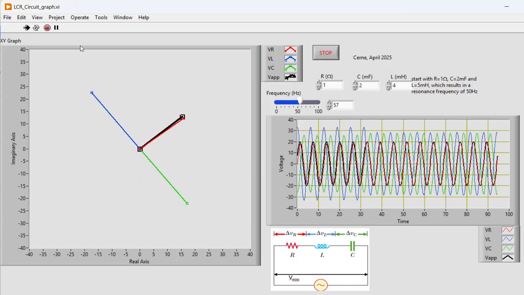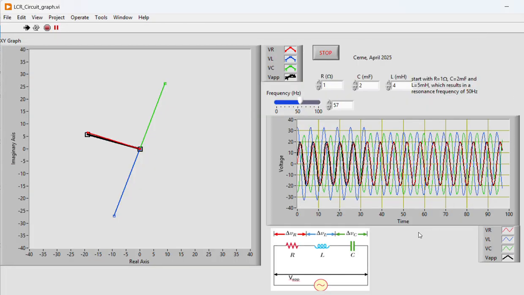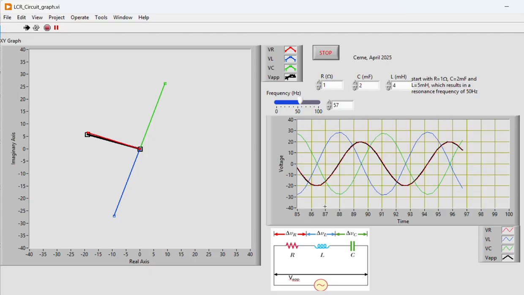And again, if we stop it and we take a look, we'll see we're on resonance, and we know we're on resonance because, let's take a closer look at this here. Let's zoom in on this. Let's go to maybe 85. You can see very nicely the inductor voltage, which is in blue, is exactly canceling the capacitor voltage, which is in green.